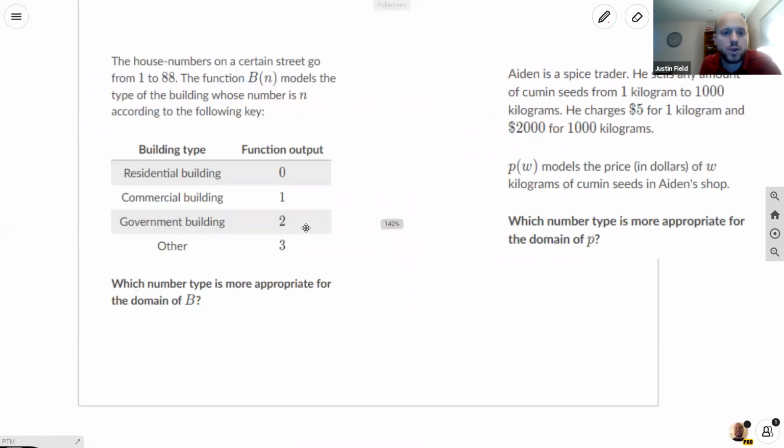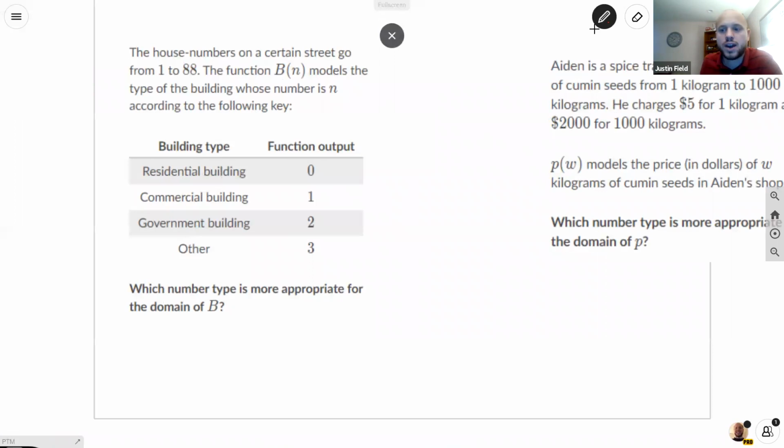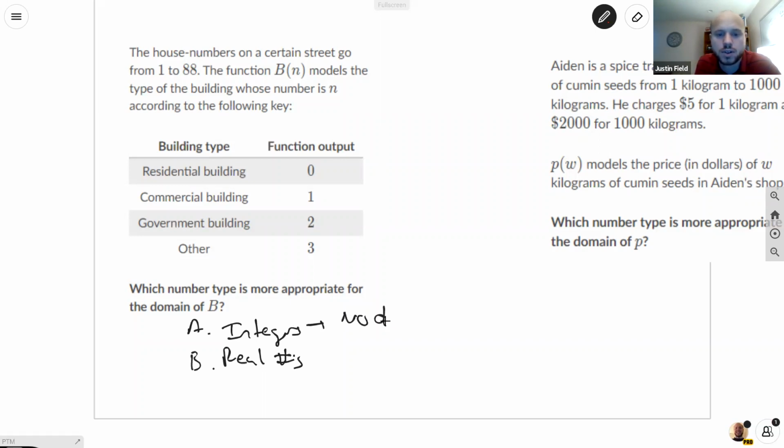The next one is domain word problems. And there are 2 parts. You have to say what kind of numbers are in the domain, the number type. So it's going to say, is it integers or is it real numbers? Real numbers are everything, and integers are only the integers, which means no decimals. So basically they're asking, are decimals allowed or are decimals not allowed? For the domain, not the range.